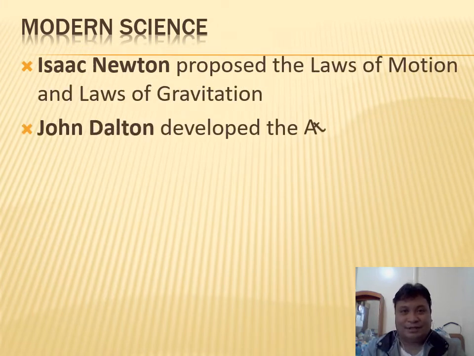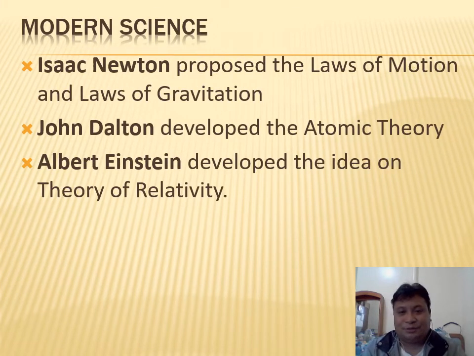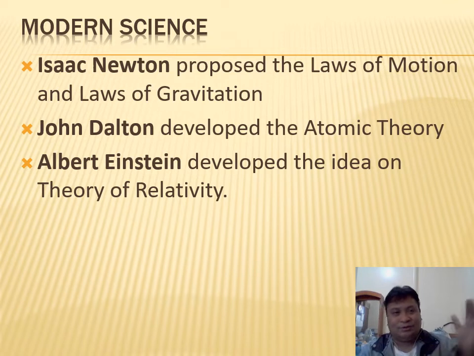Another one, guys, is Isaac Newton. He proposed the laws of motion and the law of gravity, the three laws of motion, and also the law of gravity. The next one is John Dalton, the atomic theory. Actually, the first ones who claimed that things are made up of atoms were Leucippus and Democritus. But over the course of time, the theories about atoms were developed until John Dalton developed the atomic theory.